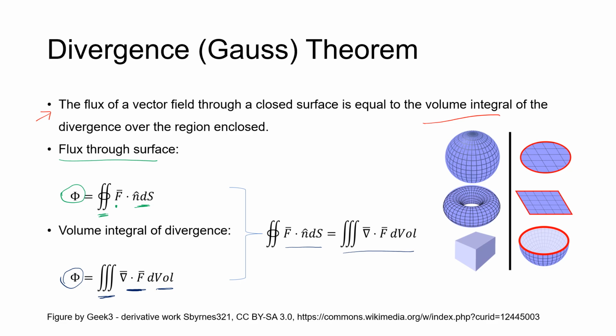And the important thing is that we have two types of surfaces. The first one is a closed surface, for which we can apply this theorem on the left hand side here. But if you have another surface which is not a closed surface, this theorem is not valid.